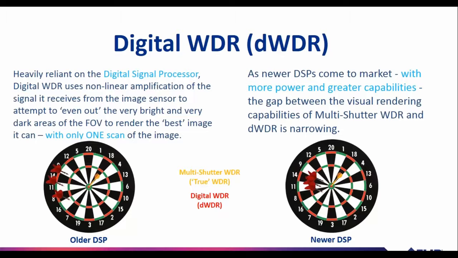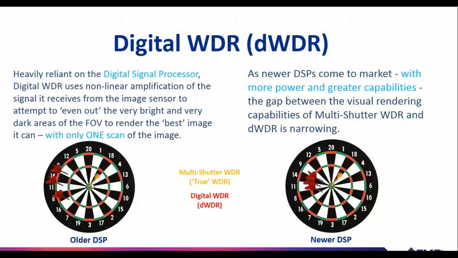However, if you look on the right-hand side, as newer digital signal processors come to market, they're getting faster, more powerful, they have more capabilities. Now if you look at my graphic on the bottom right, the yellow dart represents the multi-shutter WDR, or true WDR as it's sometimes referred to, and the red darts indicate the digital WDR. So you can see back in the day when we first came out with the technology, the digital WDR was nowhere near as good looking as that multi-shutter WDR.